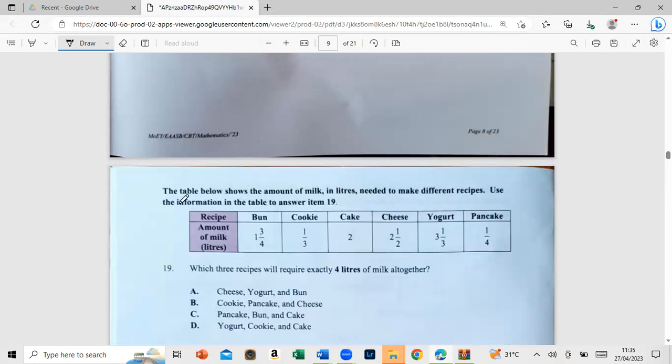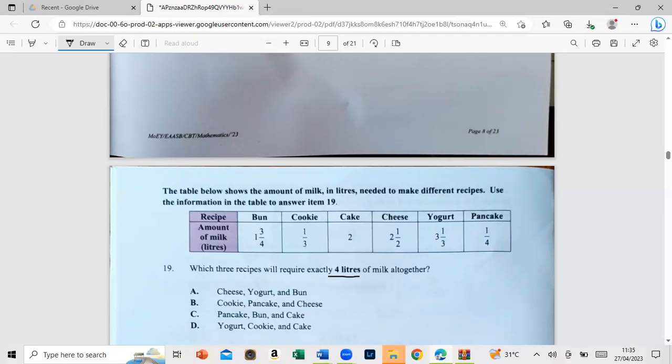Okay. The table below shows the amount of milk in liters needed to make a recipe. Use this information. Okay, so to make a bun, just understand the question. To make bun, you need 1 3/4 liters of milk. And for a cookie, you need 1/3. Cake, you need 2 liters, and so on. All right. So which recipe will require 4 liters of milk altogether? So what they want us to do is see which of these can add up to give us 4. So I could just do trial and error.